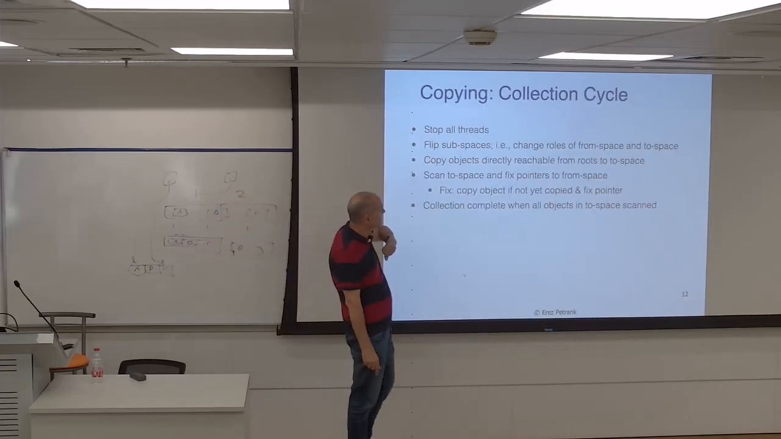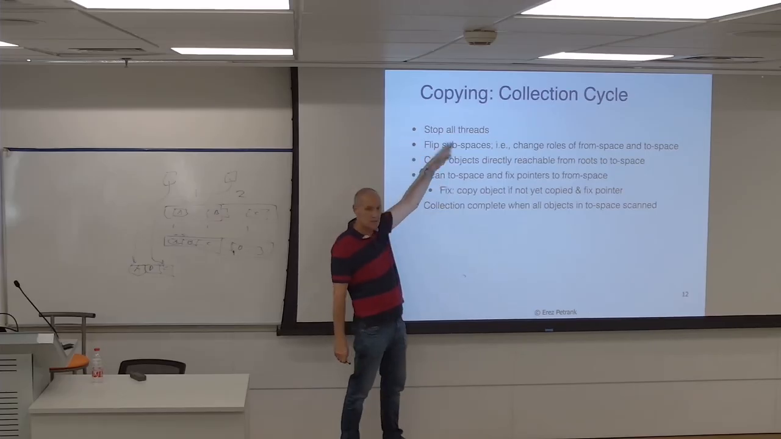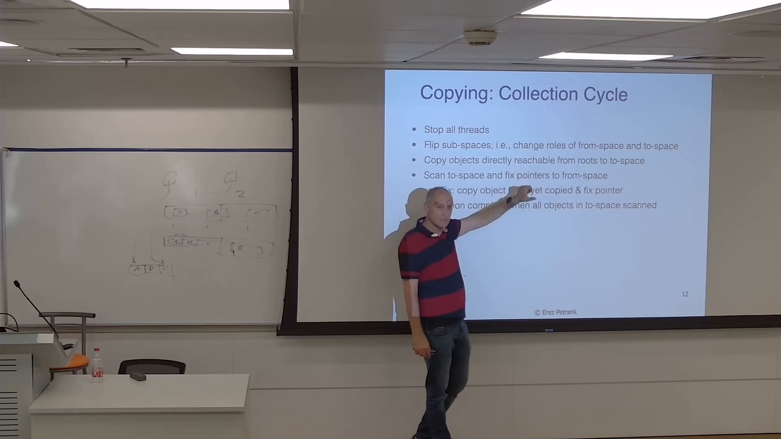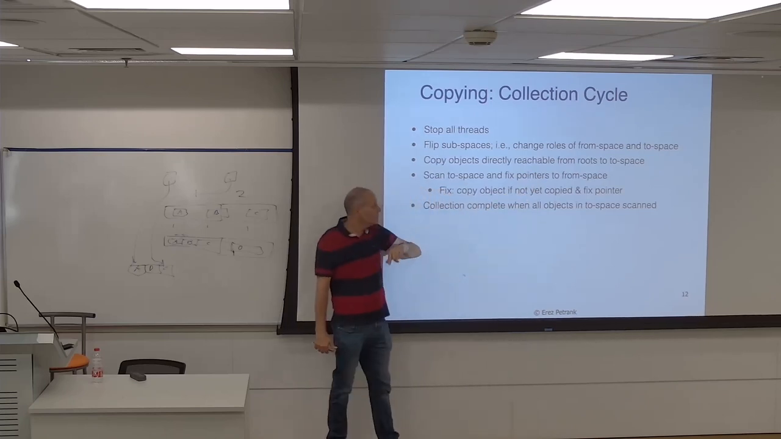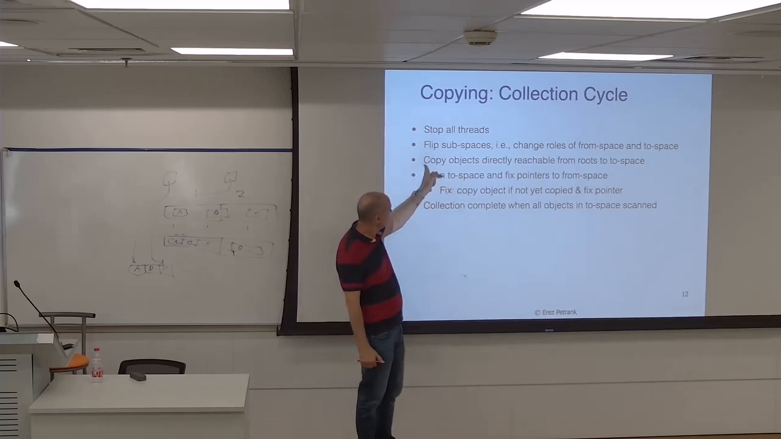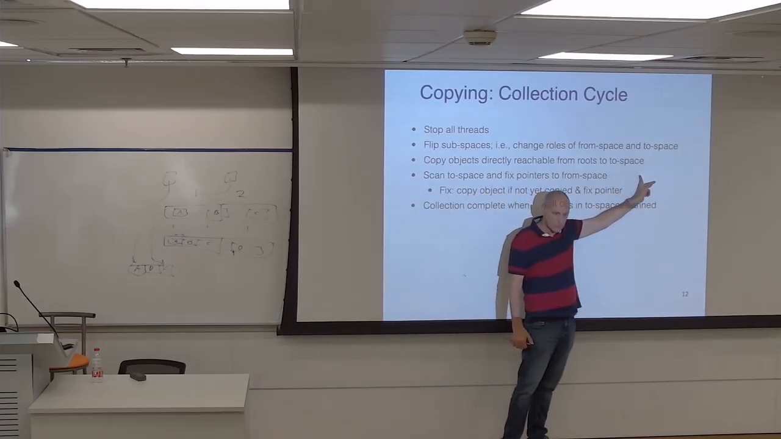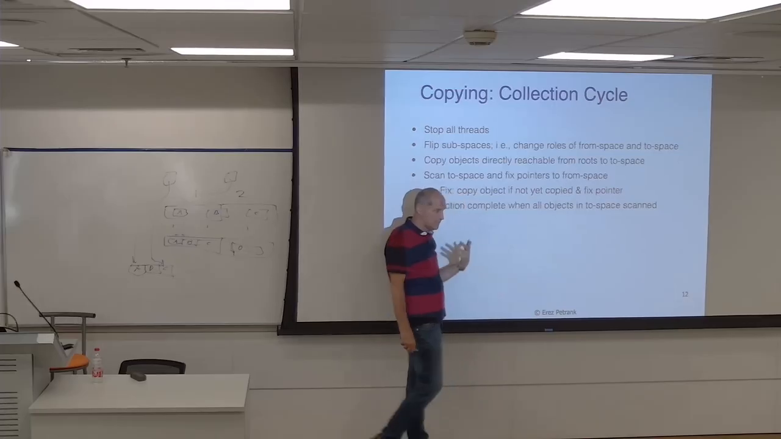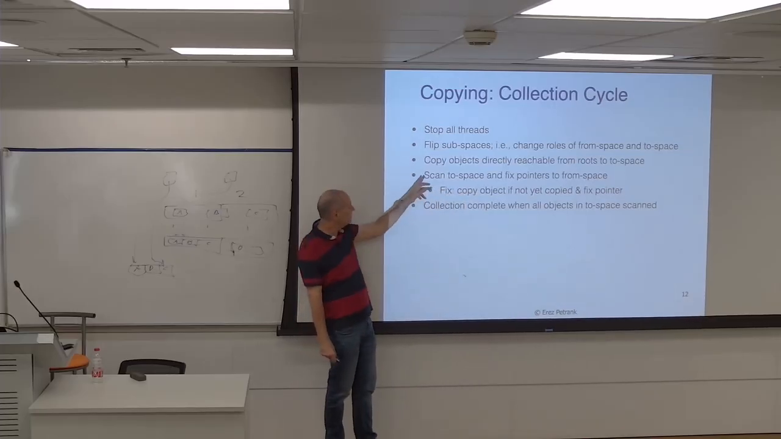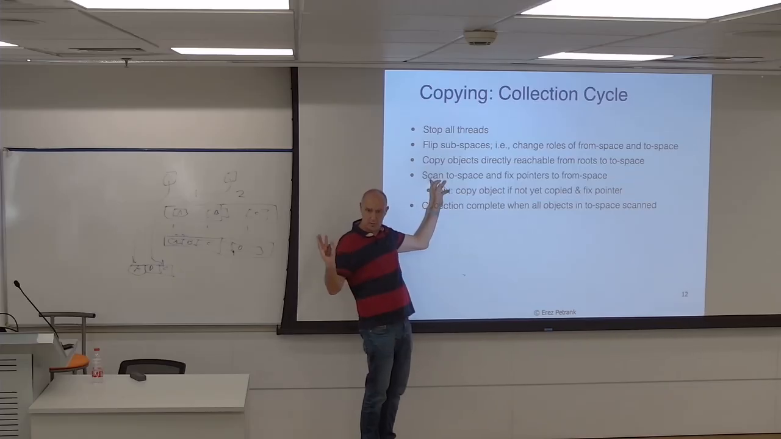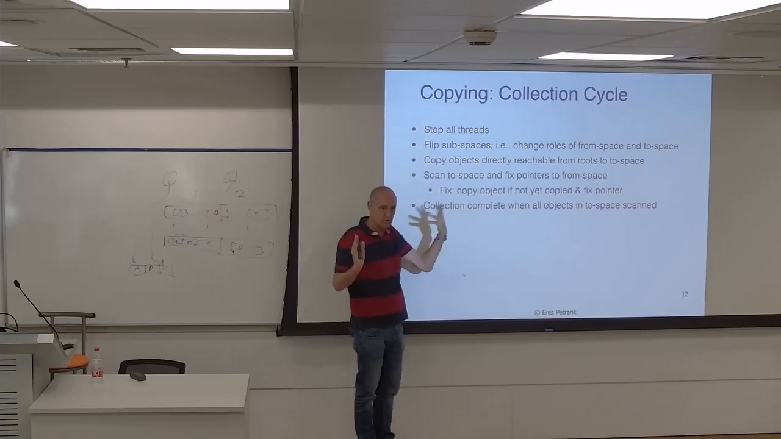So the entire collection cycle is: stop all threads, flip from-space and to-space, so what was to-space becomes from-space, and vice versa. Then I copy the objects directly reachable from the roots to to-space, and I can fix the roots' pointers. And then I start scanning to-space. So I go from the beginning. Whenever I see a pointer, I do what I do with a pointer.